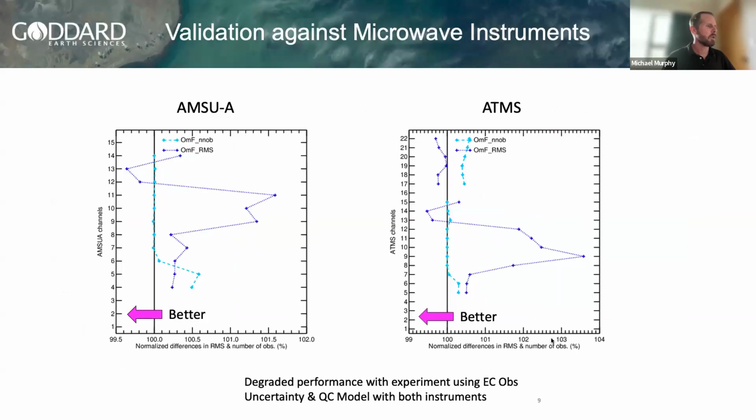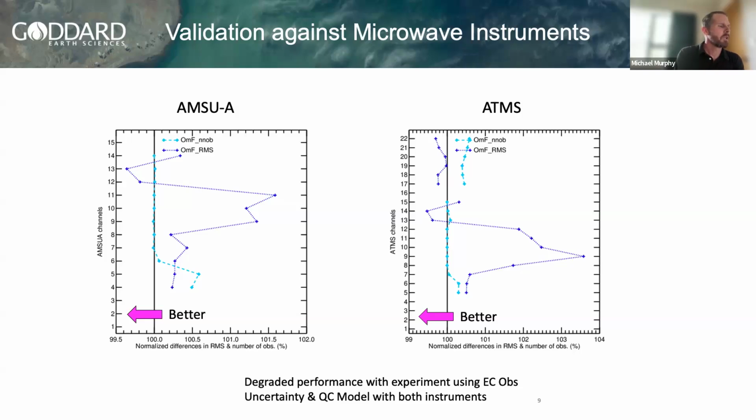And so in order to figure out which experiment is performing better, we validated against two microwave instruments, AMSU-A and ATMS, and you can see that actually using this new method of observation error in QC is resulting in a degraded performance for the analysis. So yeah, just doing the fit to the observation. We're just comparing the analysis, not very short-term forecast. So essentially the analysis, yeah.